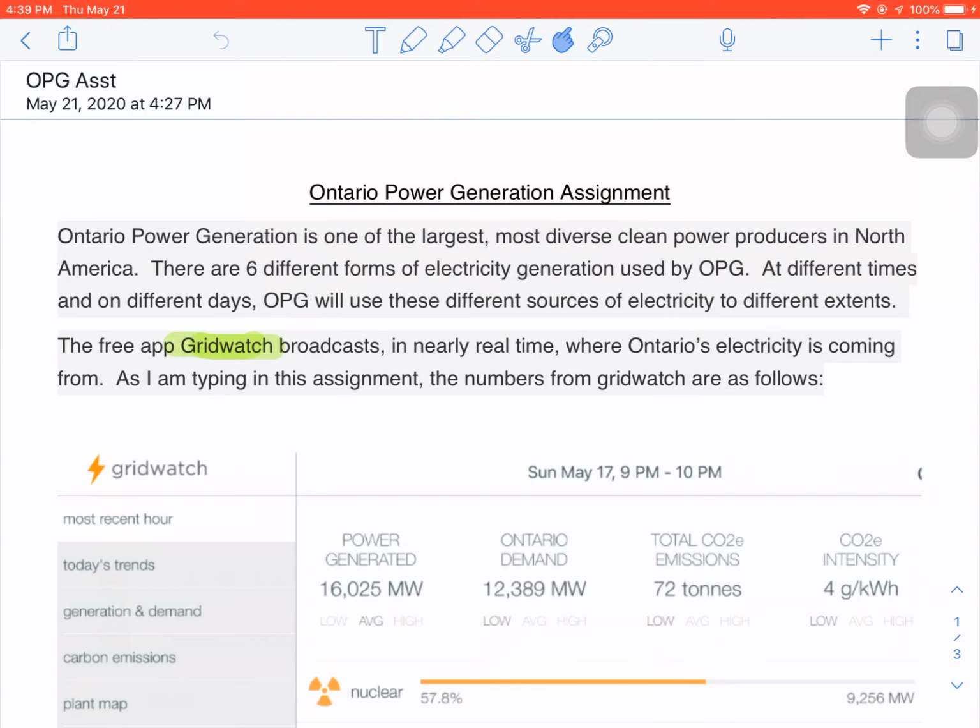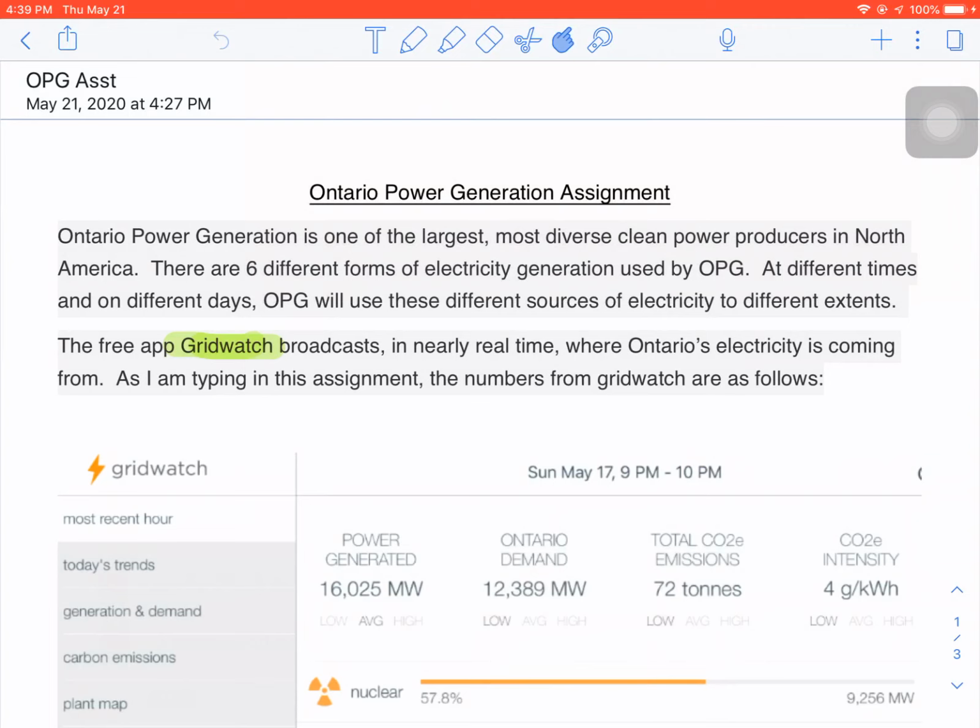Now, when you come to this assignment, they boast a little bit. It says Ontario Power Generation is one of the largest, most diverse clean power producers in North America, and it talks about the 6 forms of electrical energy that OPG uses. Now, there's an app that I like to use. I can't open it right now. I tried it a minute ago and it cut off my recording.